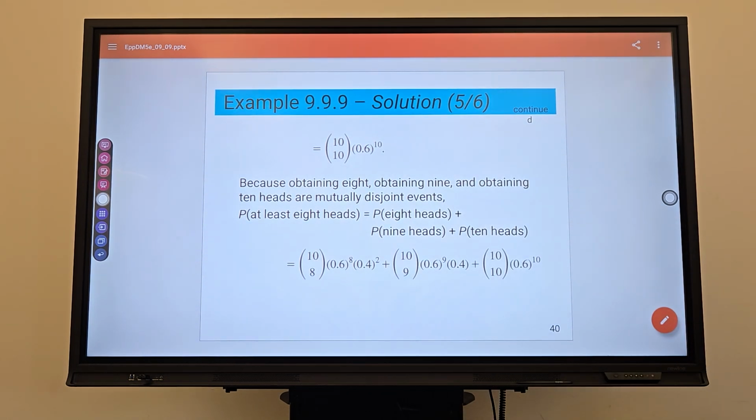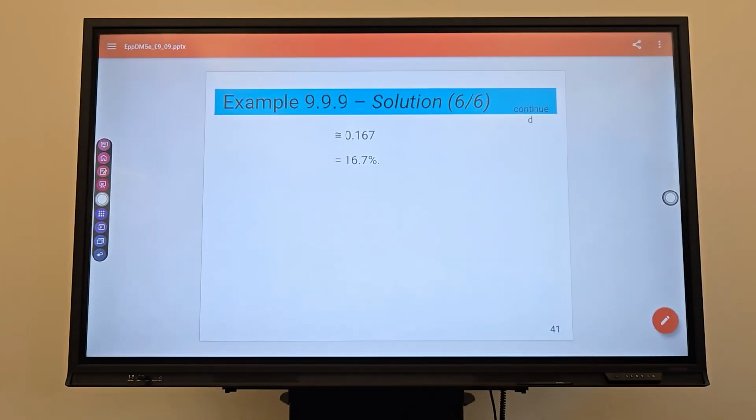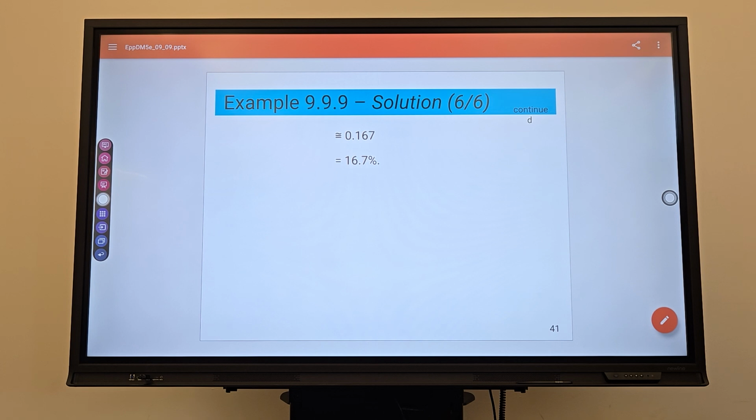Because obtaining 8, obtaining 9, and obtaining 10 heads are mutually disjoint events, the probability of getting at least 8 heads is the probability of getting 8 heads plus the probability of getting 9 heads plus the probability of getting 10 heads, or roughly 16.7%.